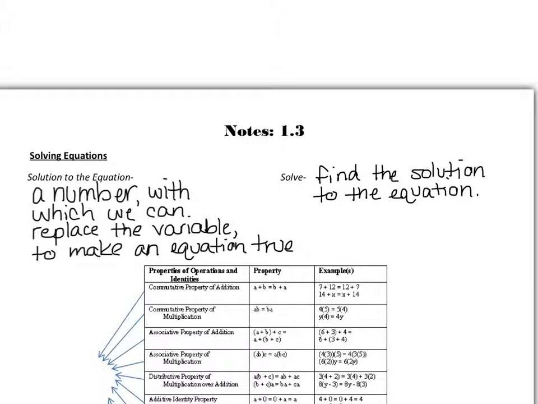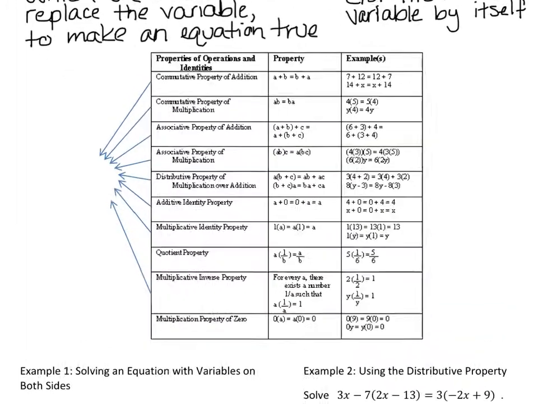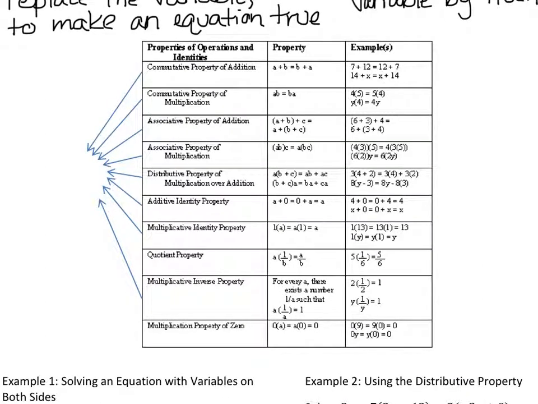Okay, and what you do with that, we need to get the needed variable by itself. That's our goal. Alright, so we're going to look and see what is close to the variable. It needs to move away from the variable until the variable is by itself. Now we're going to have to look and see what that's going to take, but we can use all these properties that we learned the other day.